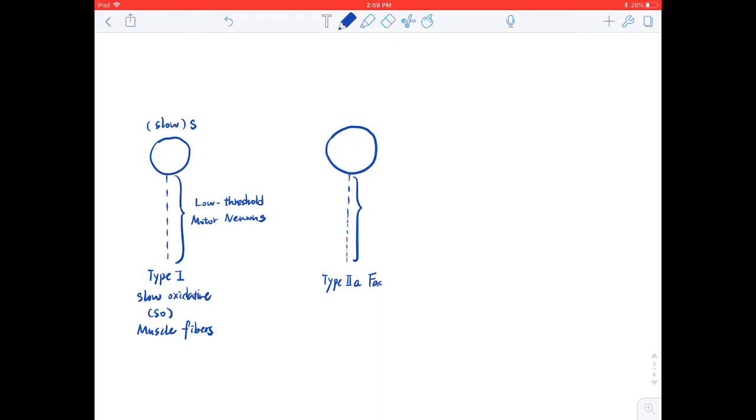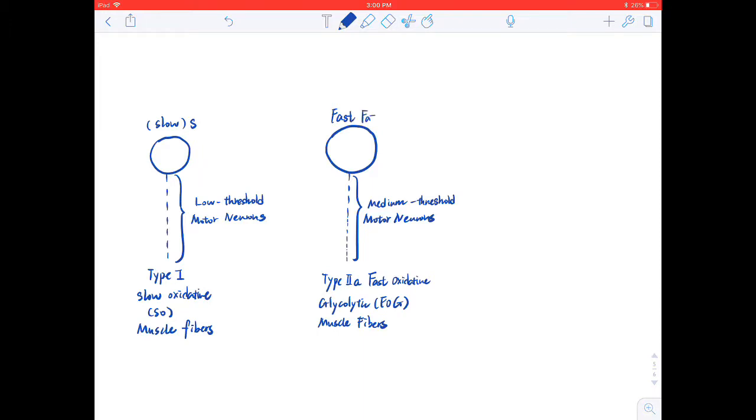Fast-twitch muscle fibers, also known as type 2 muscle fibers, are further subdivided into fast glycolytic, aka type 2X, and also type 2A fibers. Type 2X muscle fibers contain a relatively small amount of mitochondria, have a limited capacity for aerobic metabolism, and fatigue more easily than slow-twitch fibers. They have considerable anaerobic capacity and are the largest and fastest, and are capable of producing the most force of all the skeletal muscle fibers.